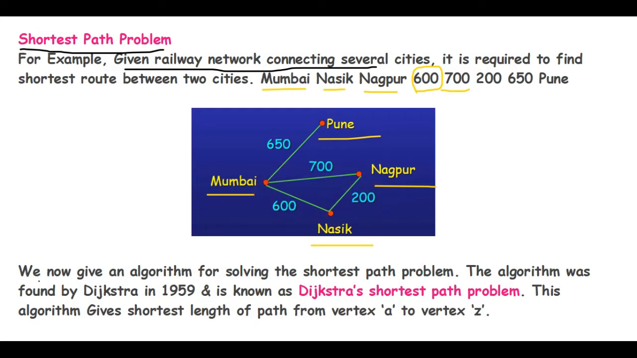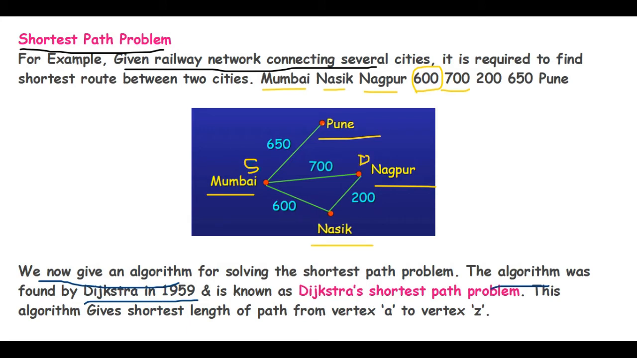To solve the shortest path problem from a vertex A to a vertex Z, that is nothing but Dijkstra's algorithm. So let's see, we're given an algorithm for solving a shortest path problem. The algorithm was founded by Dijkstra in 1959. This algorithm gives the shortest length of a path from vertex A to vertex Z. Just like I said, this gives the shortest length distance from your source. This can be your source and this can be a destination, anything.